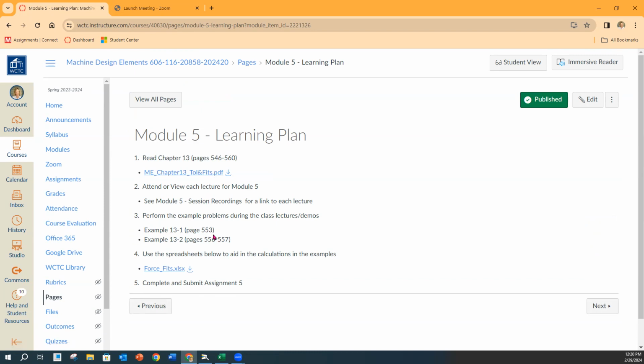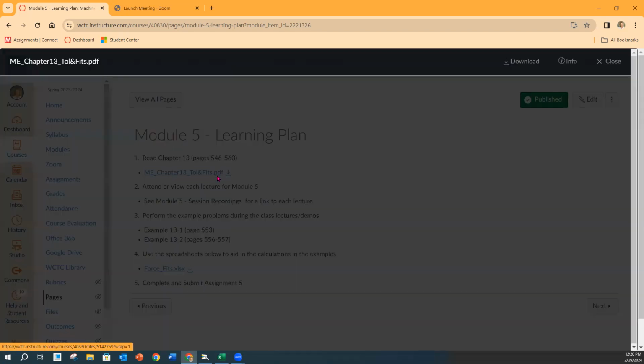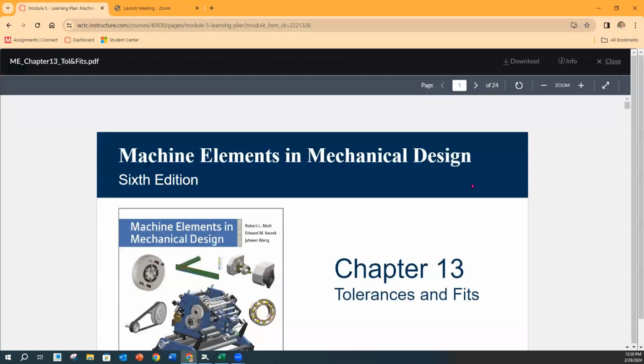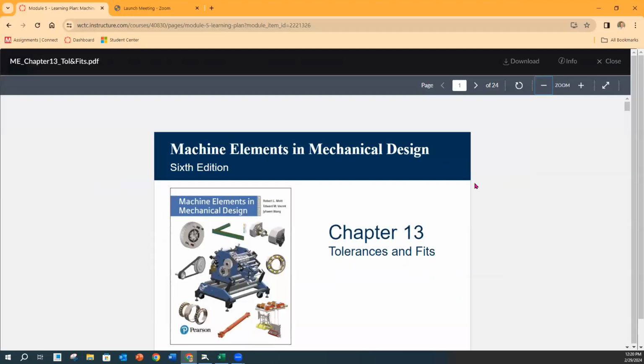We're going to be doing a couple of practice problems. Those you will be handing in. And then we will be utilizing, in our second practice problem, the Force Fits Excel spreadsheet. So feel free to download that so you can follow along. Now, I am going to click on our tolerances and fits, and this is going to be our guide through our chapter.